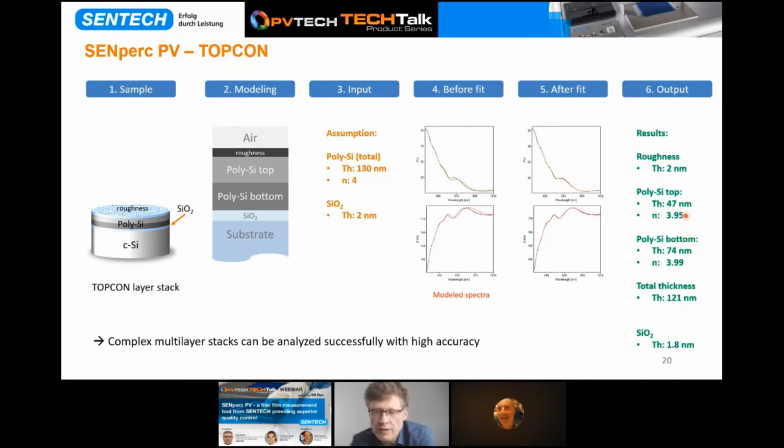We can see that the refractive index difference is only 0.04. So it's quite little, but our measurement technique is so sensitive that even this little difference can be clearly seen in our modeling procedure. So the total thickness becomes 121 nanometers, pretty close to the expected 130 nanometers. And the SiO2 film is determined to be 1.8 nanometers, very close to the expected 2 nanometers. So here we can see that we can also measure very complex multiple layer stacks with our technique, and that they can be analyzed successfully with very high accuracy.